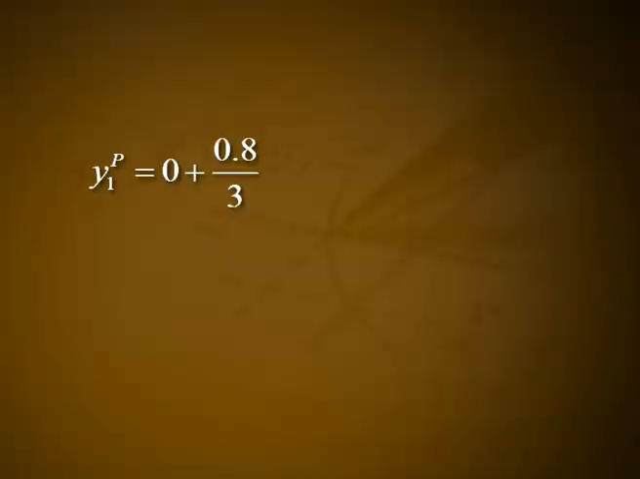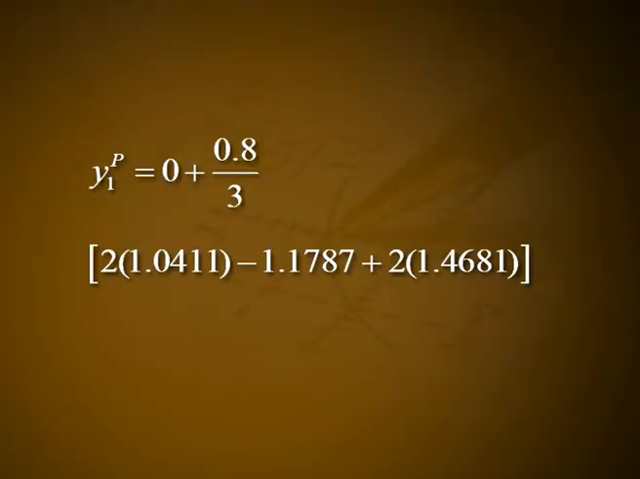Substituting these values in expression 4, we obtain the predicted value of y_1 at x_1 = 0.8 as y_1^p = 0 + (0.8/3)(2 × 1.0411 - 1.1787 + 2 × 1.4681) = 1.0239.